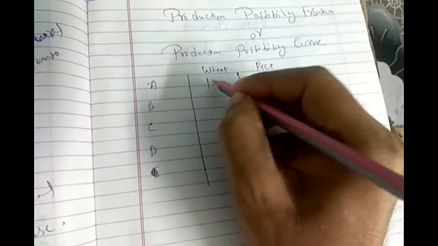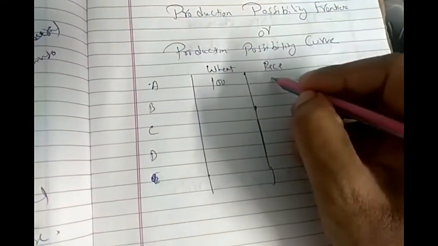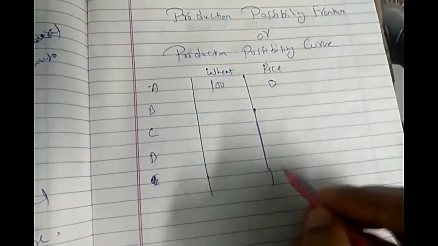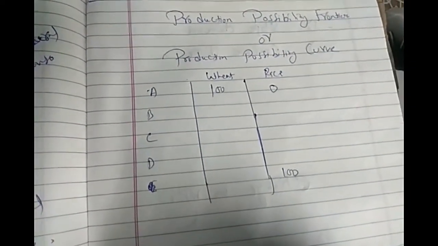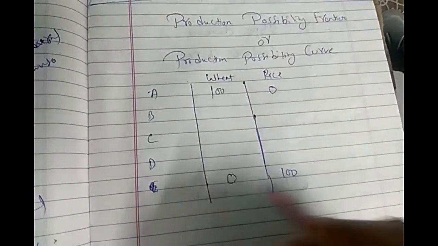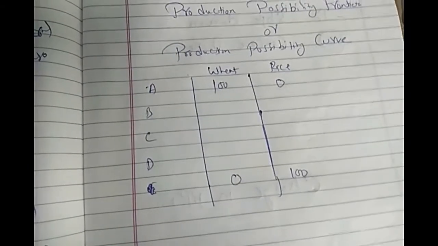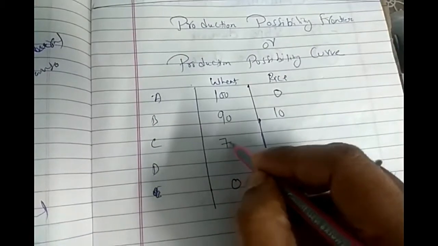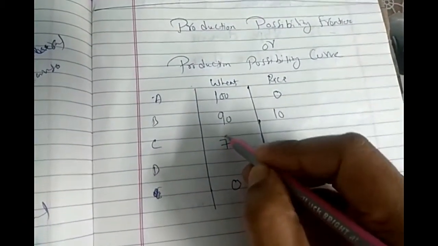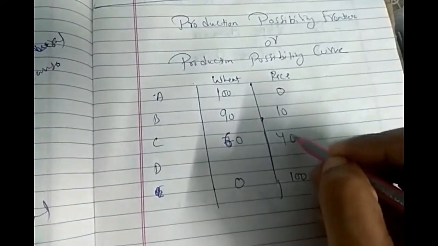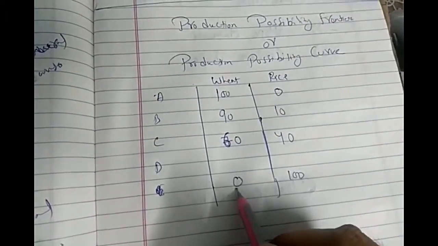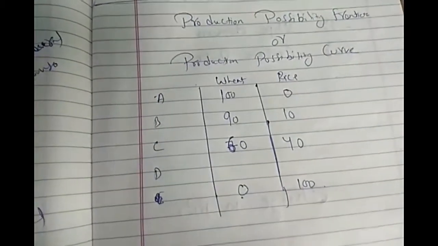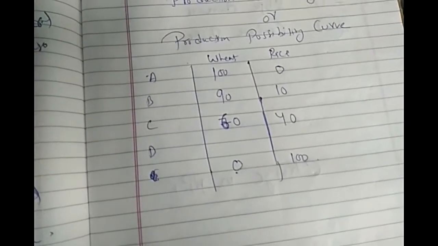If we are producing 100% wheat on that land, it means there is a production of 0% rice. And if we are producing 100% rice, then we will produce 0% wheat. Or maybe some other possibilities will be there: suppose 90% wheat, 10% rice; 70%; 60%, 40%; 0%, 100%. So these are the possibilities with the available resources for best satisfying our wants and needs.